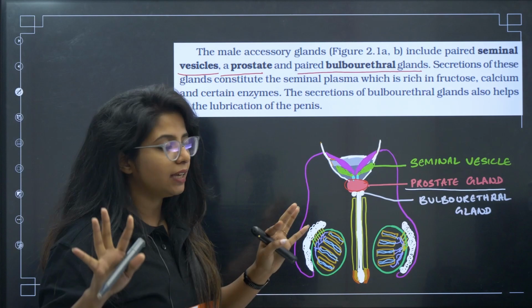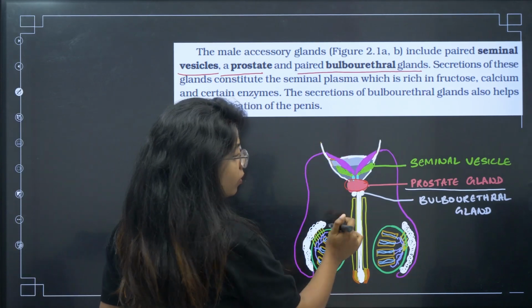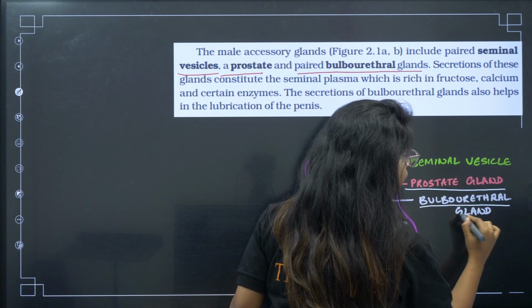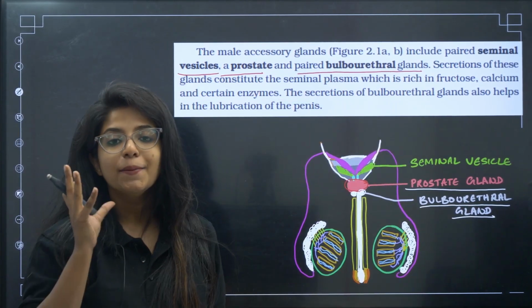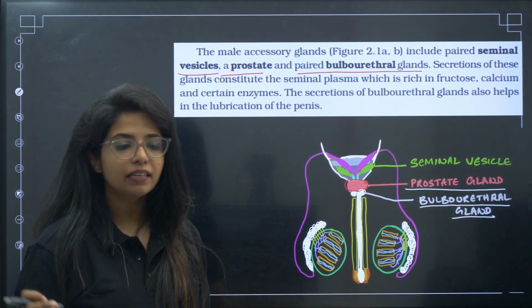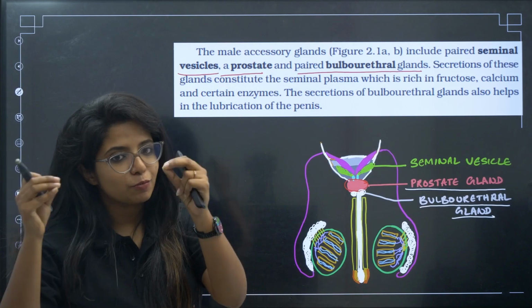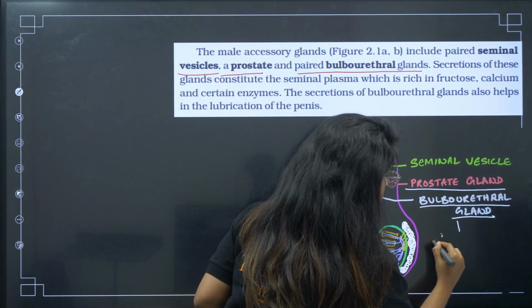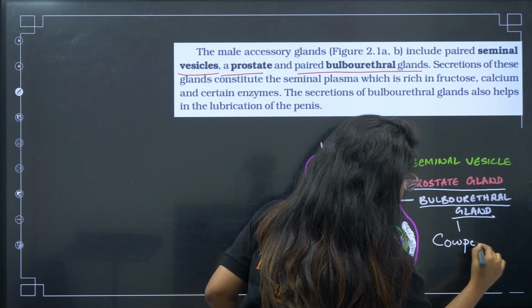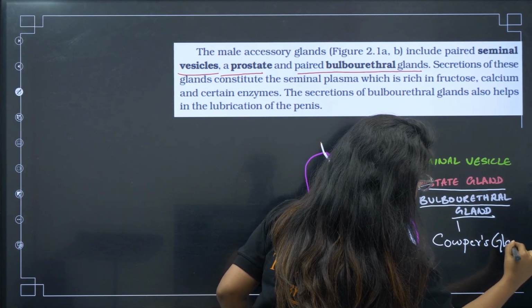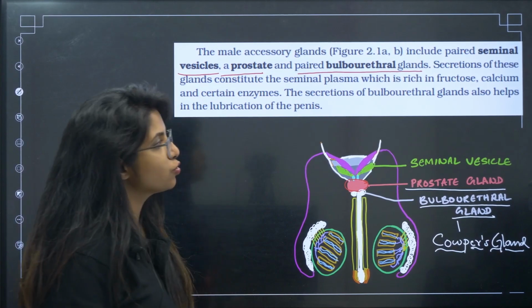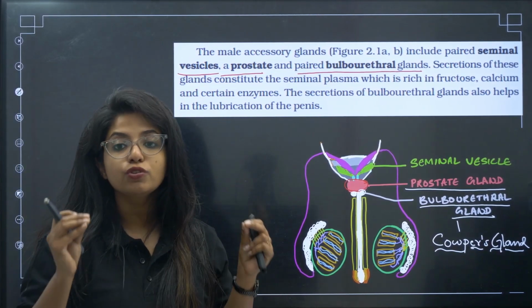And what is the use of it? I'll tell you. If you later go down, you will be seeing a small bulb shaped thing which you call the bulbourethral gland. It is near the urethra and it is bulb shaped. The bulbourethral gland, you can also call it Cowper's gland. That is also possible. Now what is the use of all of them?